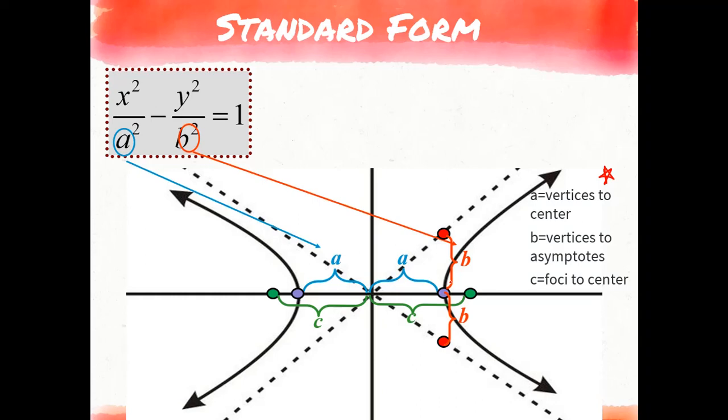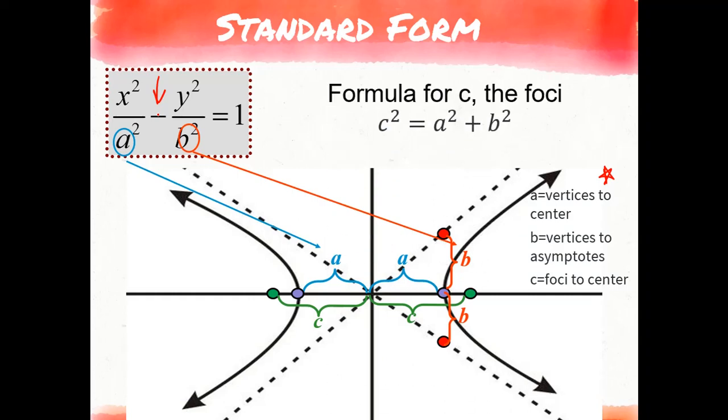Well, just like how ellipses had a formula to find C, so do the hyperbolas. I do want to point out, though, with the standard form of our hyperbola, notice there is a subtraction in the middle. That is what makes this different than an ellipse, because there's subtraction in the middle. So be careful with that. Our formula for the C to find the foci is c squared equals a squared plus b squared. So this is, in fact, the Pythagorean theorem.